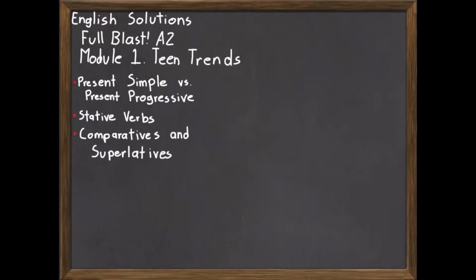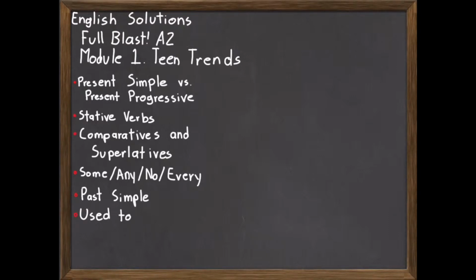Another topic is comparatives and superlatives. Some, any, no, and every. What are these words and their compound words, and how do we use these words? We will also be looking at past simple, this verb tense, and when we use this verb tense and how do we use it, and used to, this composite verb. So let's begin.